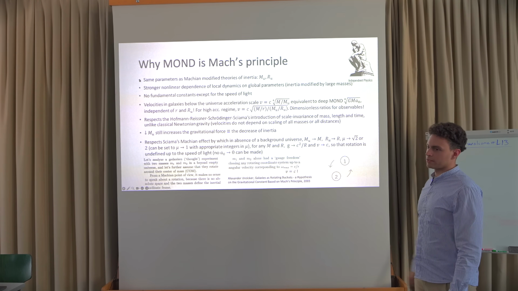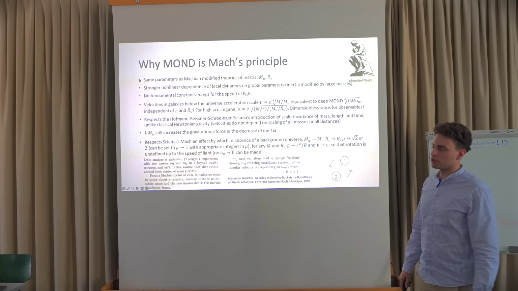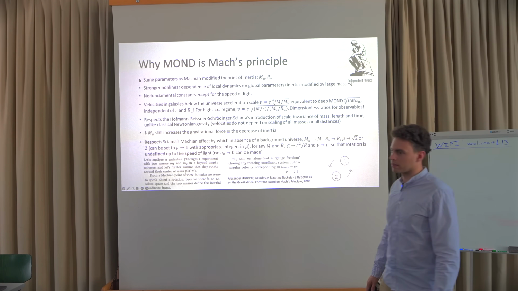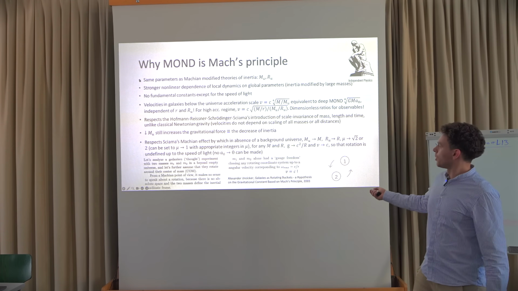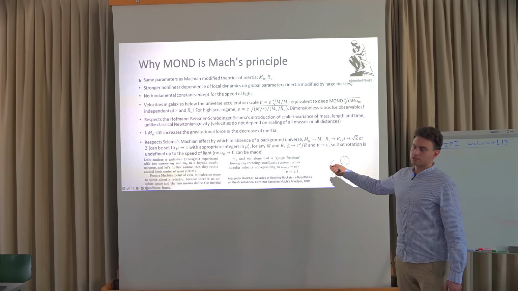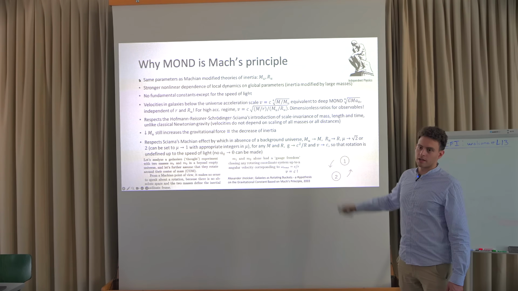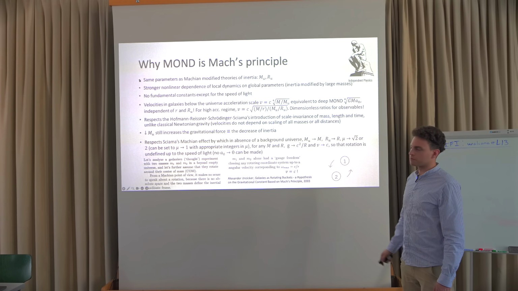You still get this in Mach and MOND, although it's already a feature of the Machian theories. So basically you're saying that in the absence of the rest of the mass of the universe, the velocities are of the order of magnitude of the speed of light. Why?